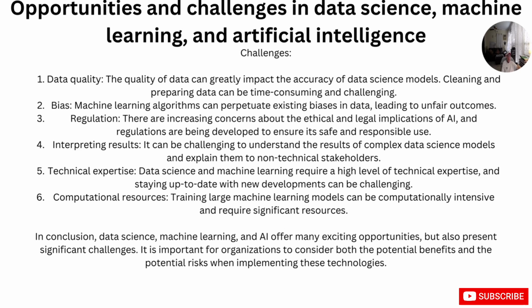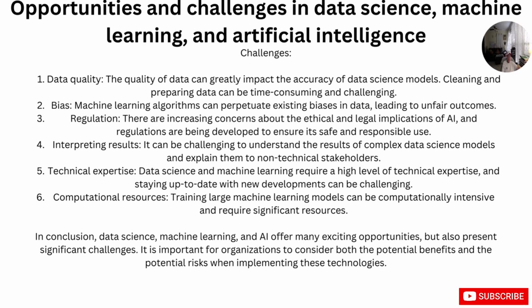Challenges. Data quality. Number 1, the quality of data can greatly impact the accuracy of data science models. Cleaning and preparing data can be time consuming and challenging. Number 2, bias. Machine learning algorithms can perpetuate existing biases in data, leading to unfair outcomes. Number 3, regulation. There are increasing concerns about the ethical and legal implications of AI, and regulations are being developed to ensure its safe and responsible use.